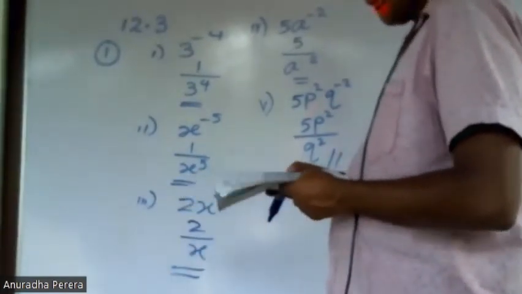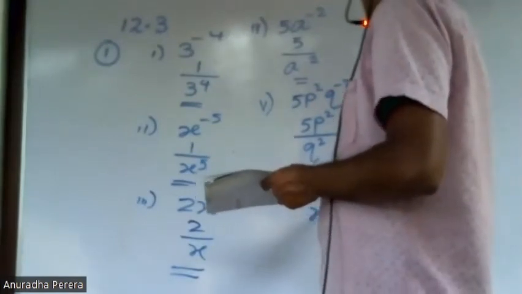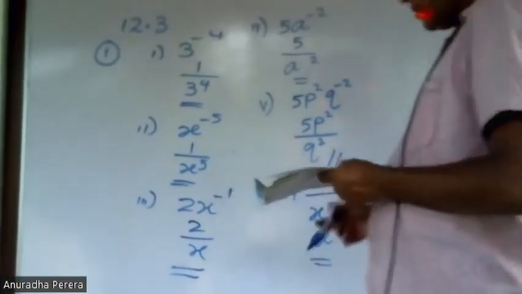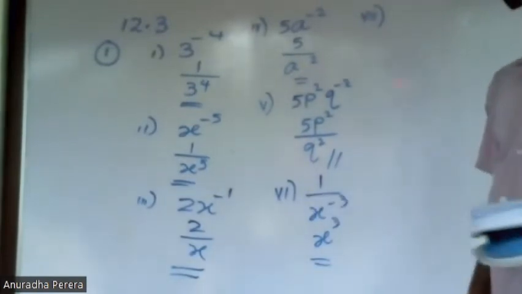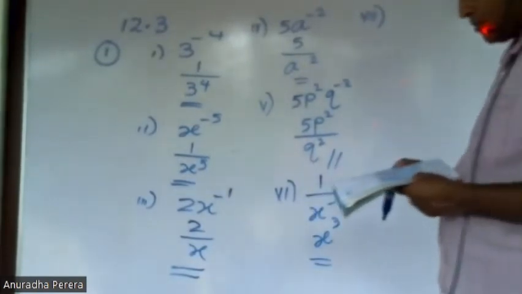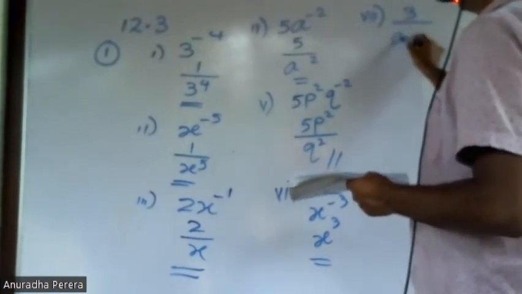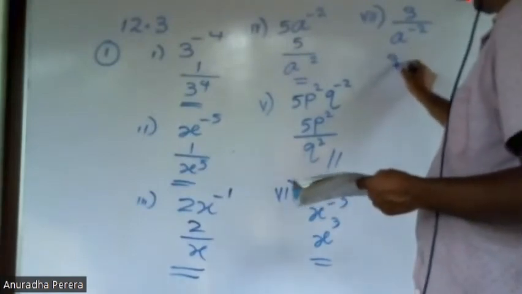6. 1 over x to the power minus 3. You can write it as x to the power 3. 7. 3 over a to the power minus 2. 3a to the power 2.